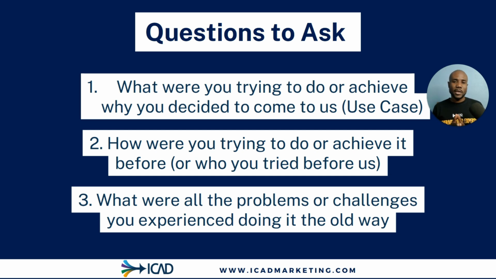So probably they have a particular method or way they tried to get it done, or they probably had a competitor of yours that they were trying to use to get the job done or to achieve this particular thing, but it just didn't work out. Number 3, what were all the problems or challenges you experienced doing it the old way, right? So it's what were they trying to do, how they were trying to do it or achieve it before, and what were all the problems or challenges associated with that old way they were trying to do it.